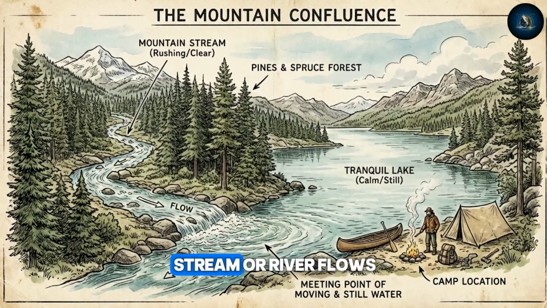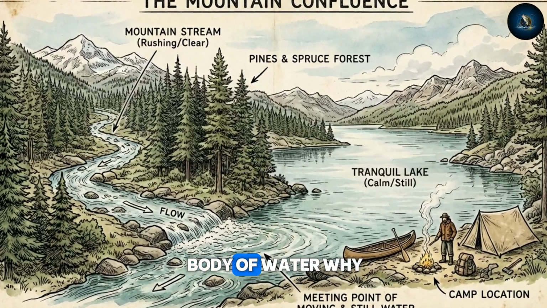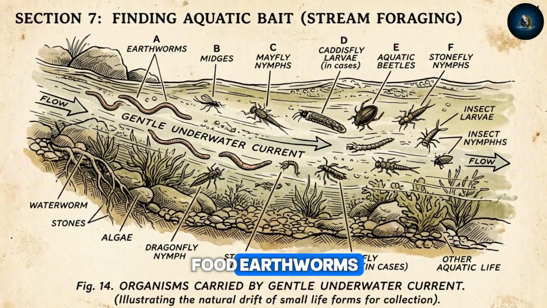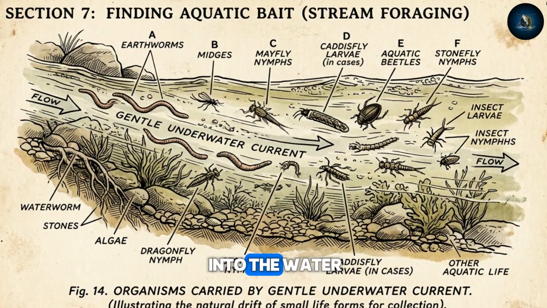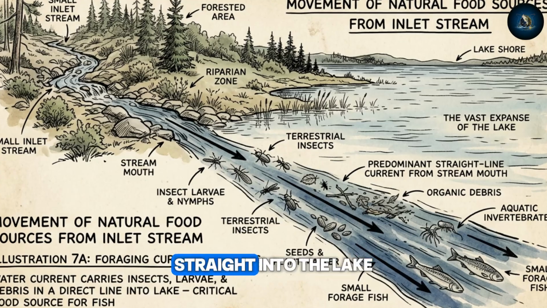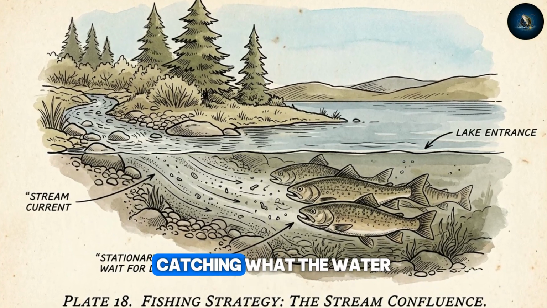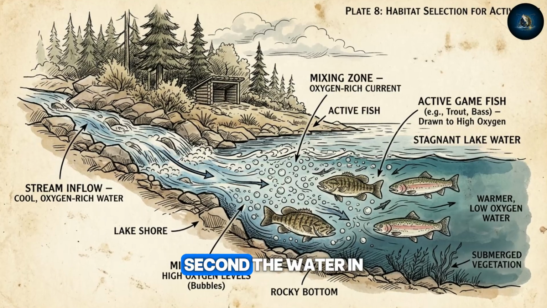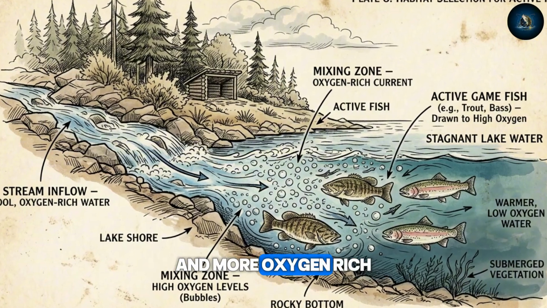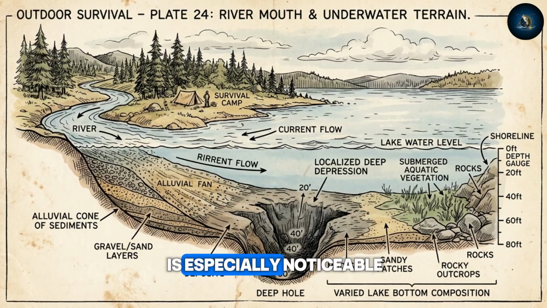The place where a stream or river flows into a lake is one of the most reliable spots on the entire body of water. Why? First, the inflow brings food: earthworms, insects that have fallen into the water, and small invertebrates. All of this floats with the current straight into the lake. Fish know this and hold at the entrance, catching what the water has brought. Second, the water in the inflow is usually cooler and more oxygen-rich than the stagnant lake water. In the summer, this is especially noticeable.